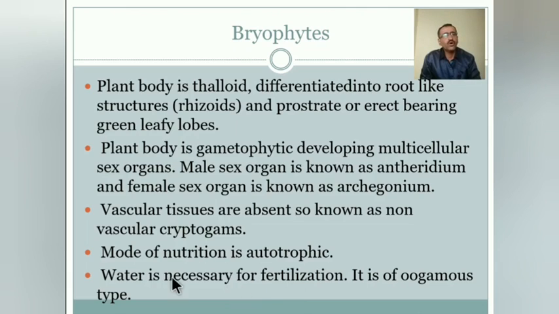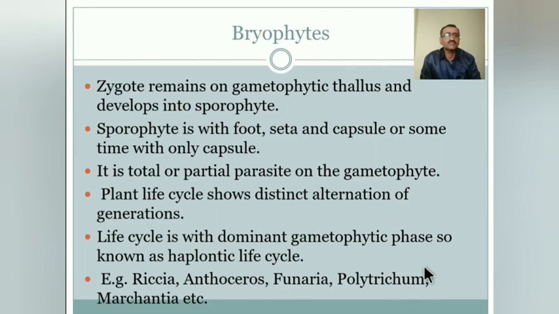Without water, fertilization does not take place. So hence they are known as amphibian, because for completion of the life cycle they require water for the stage of fertilization. So water is necessary for fertilization and it is of oogamous type. As we know, in oogamous reproduction the female sex organ is much larger than the male sex organ, and such type of reproduction is known as the oogamous type.